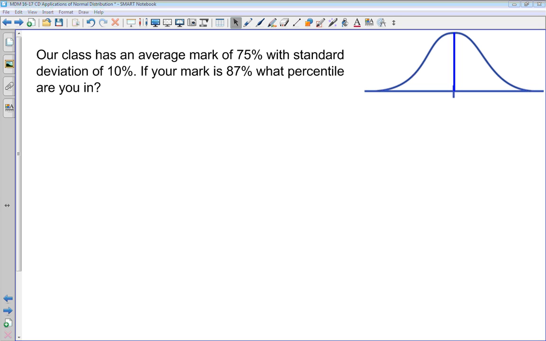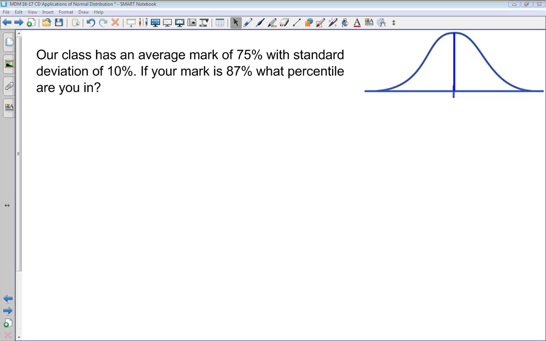Let's take a look at a couple examples here involving using z-scores to calculate areas under the curve and percentiles, or comparing other sort of data to one another. So our first example here: our class has an average mark of 75% with a standard deviation of 10%. I made those numbers up. If your mark is 87%, what percentile are you in?